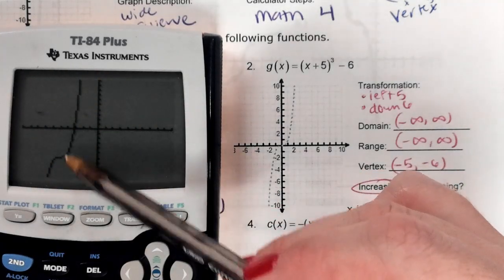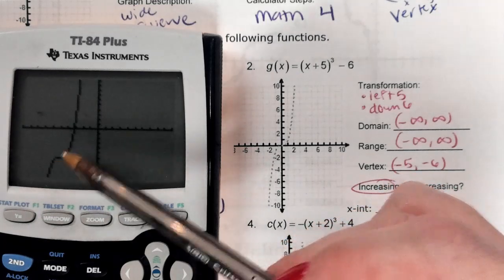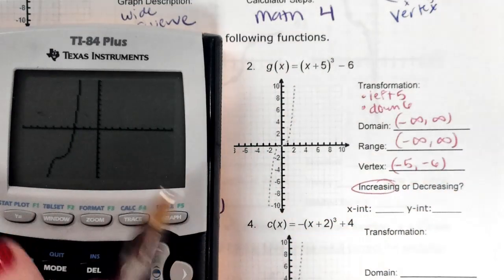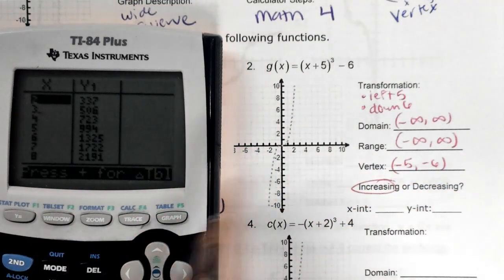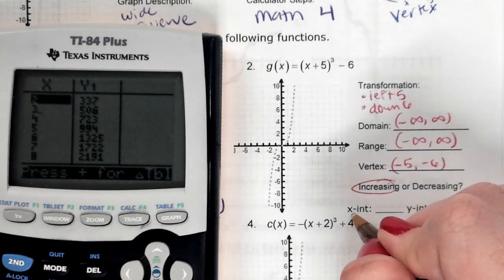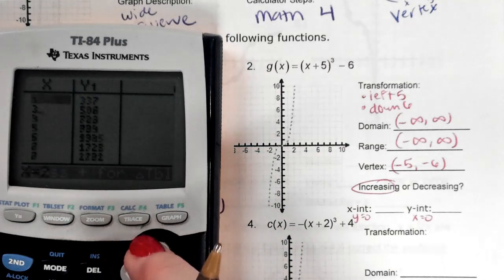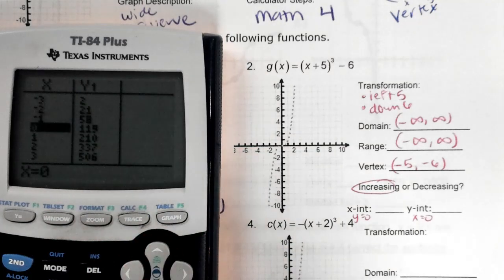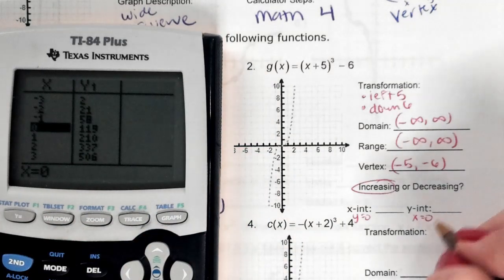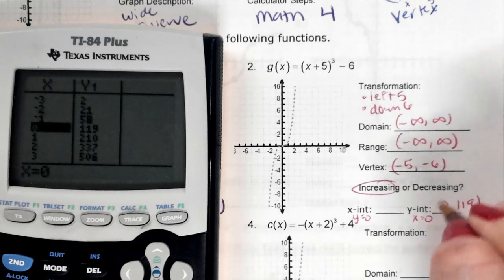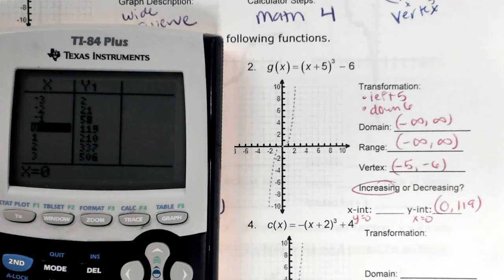It looks like it's about (negative 5, negative 6). That makes sense. And so we did everything correct. So let's look at our table to find our x-intercept and y-intercept. So x-intercept is where y equals 0. Y-intercept is where x equals 0. So right here at x equals 0, we have (0, 119). So there's my y-intercept.